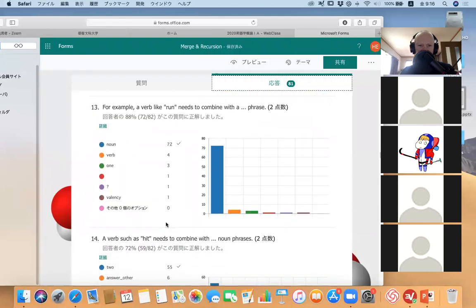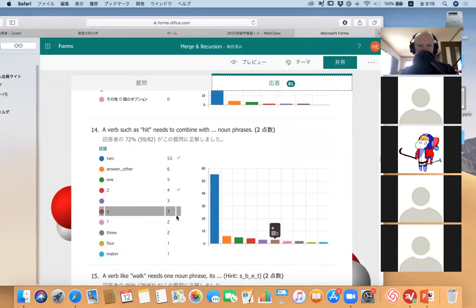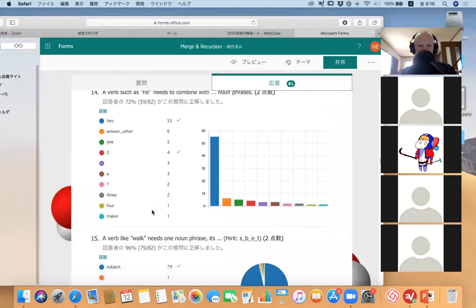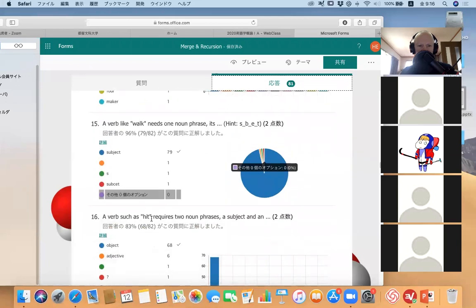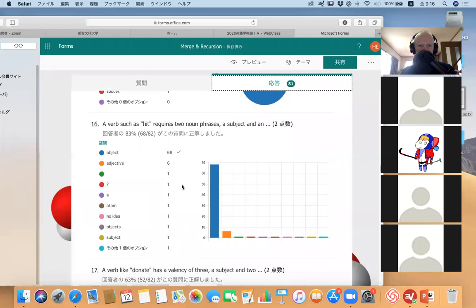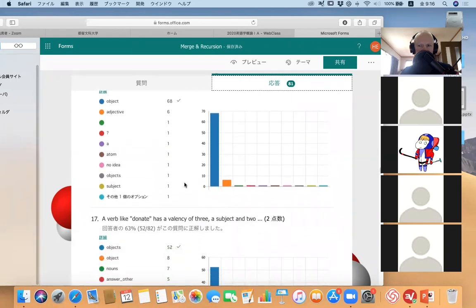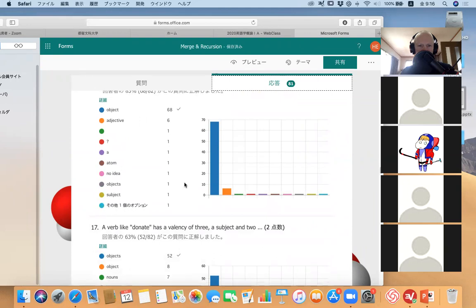Needs to combine with a noun phrase, yes. Be careful with that. The verb such as hit needs to combine with two noun phrases, yes, a subject and an object. So either the written or the number is okay. All right. A verb like walk needs one noun phrase. It's a subject. Yes, that's it. You should be able to work that out. I don't know what that is. A verb such as hit requires two noun phrases, a subject and an object. Yes. Another word for object is, well, you know that. I'll come to that later.